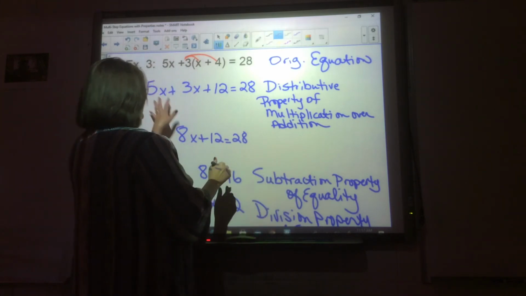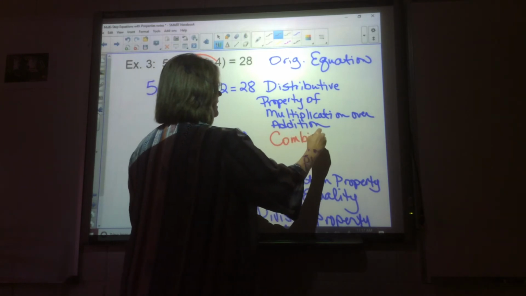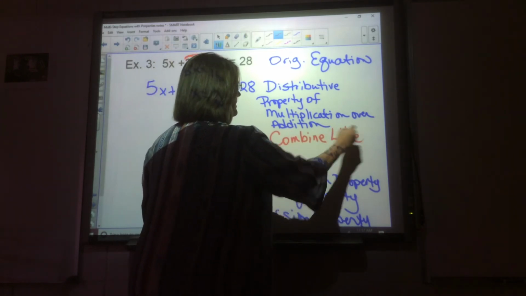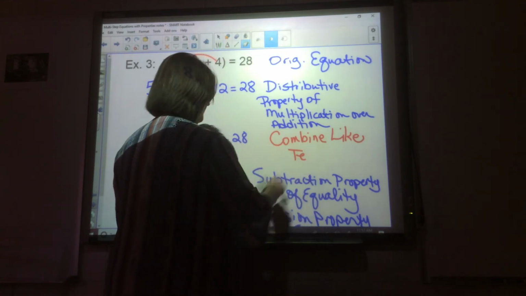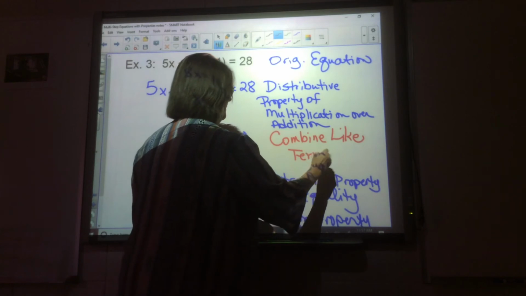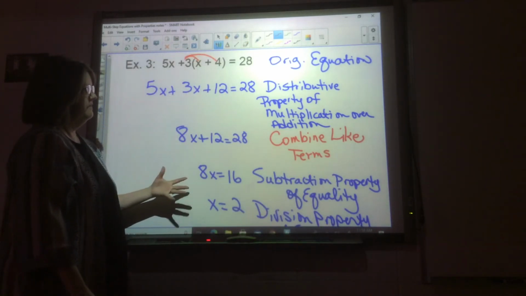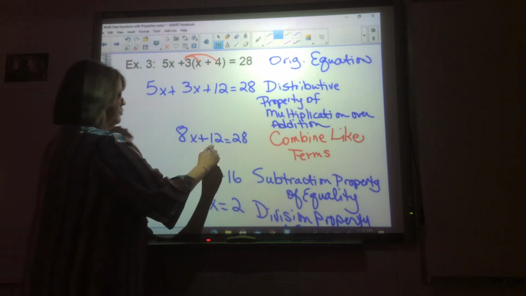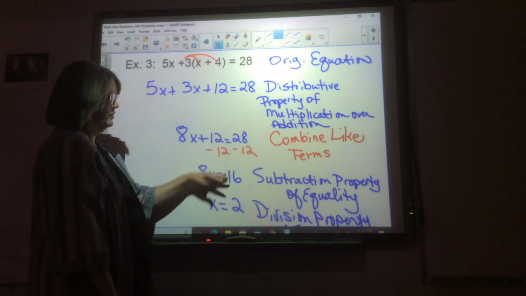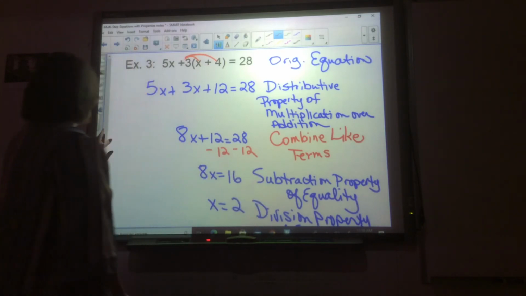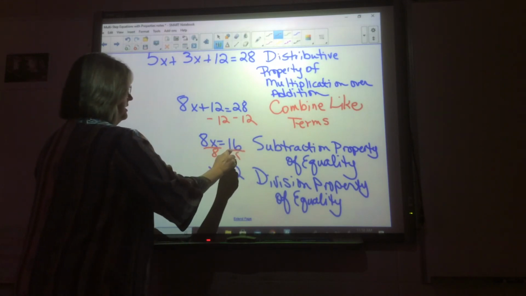We're combining like terms. 5x plus 3x is 8x. Then you're going to take and subtract 12 from both sides. So when I subtract 12 from both sides, that's the subtraction property of equality. And then I'm going to divide by 8, and that's the division property of equality.